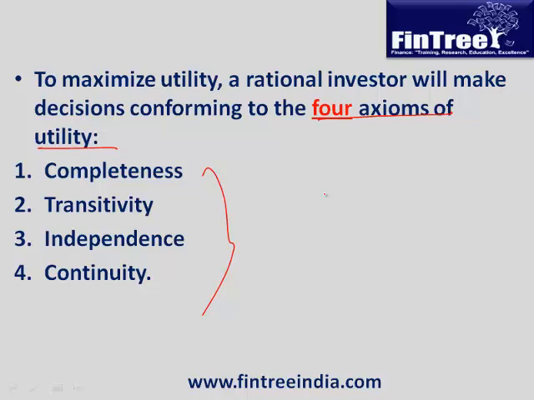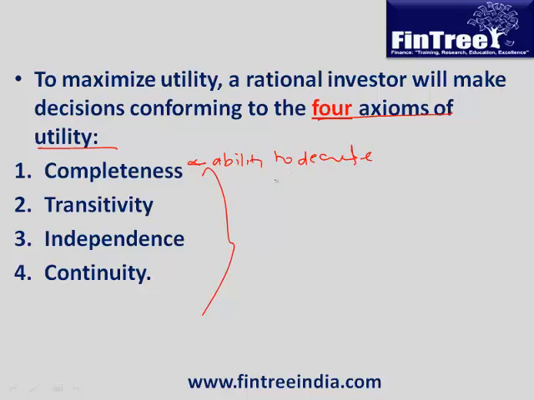Now, can you tell me what is completeness? In your economics, this was more or less referred to as level 1 as absolute preference. What does it mean? It simply means you should have ability to choose or decide. Okay, in a very simple language.